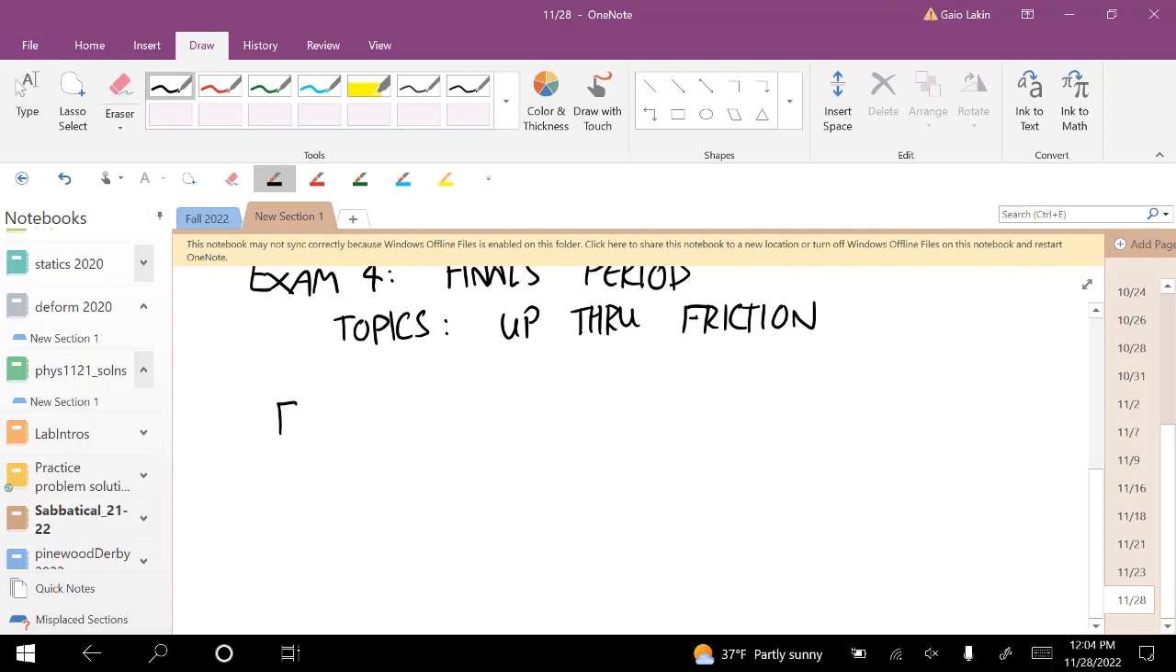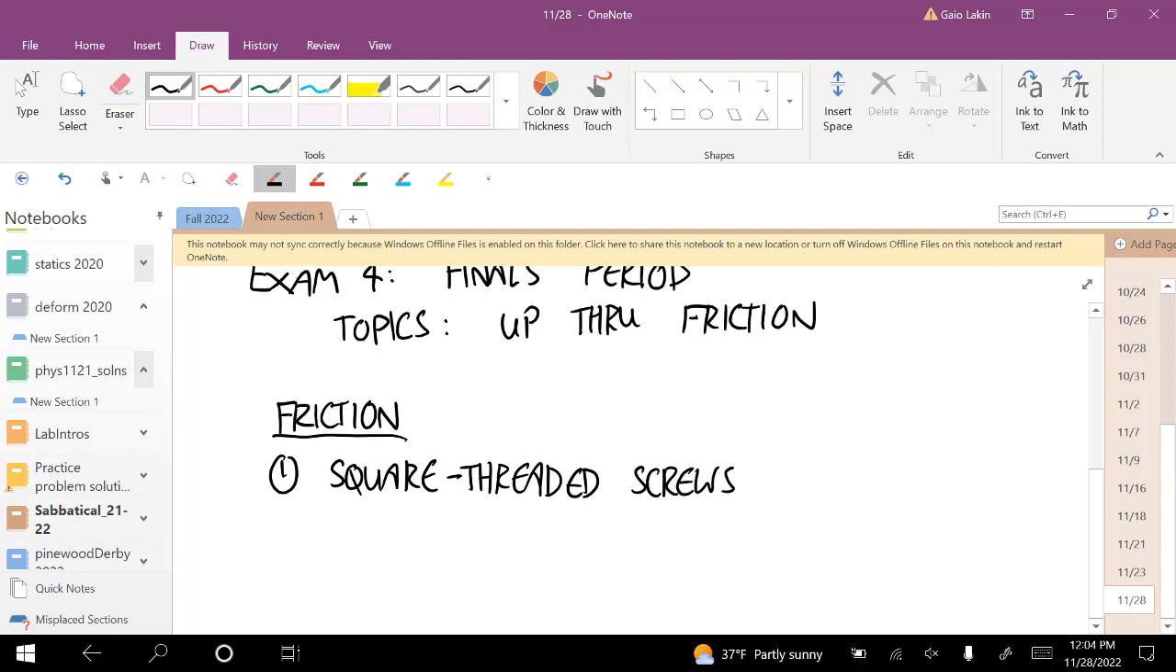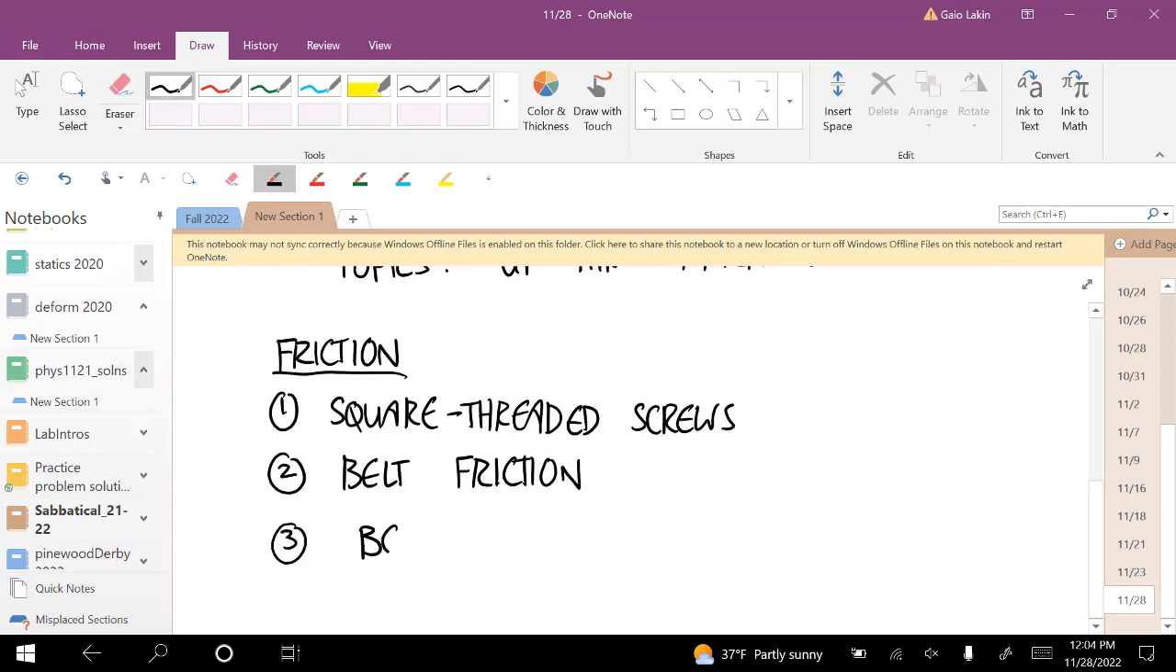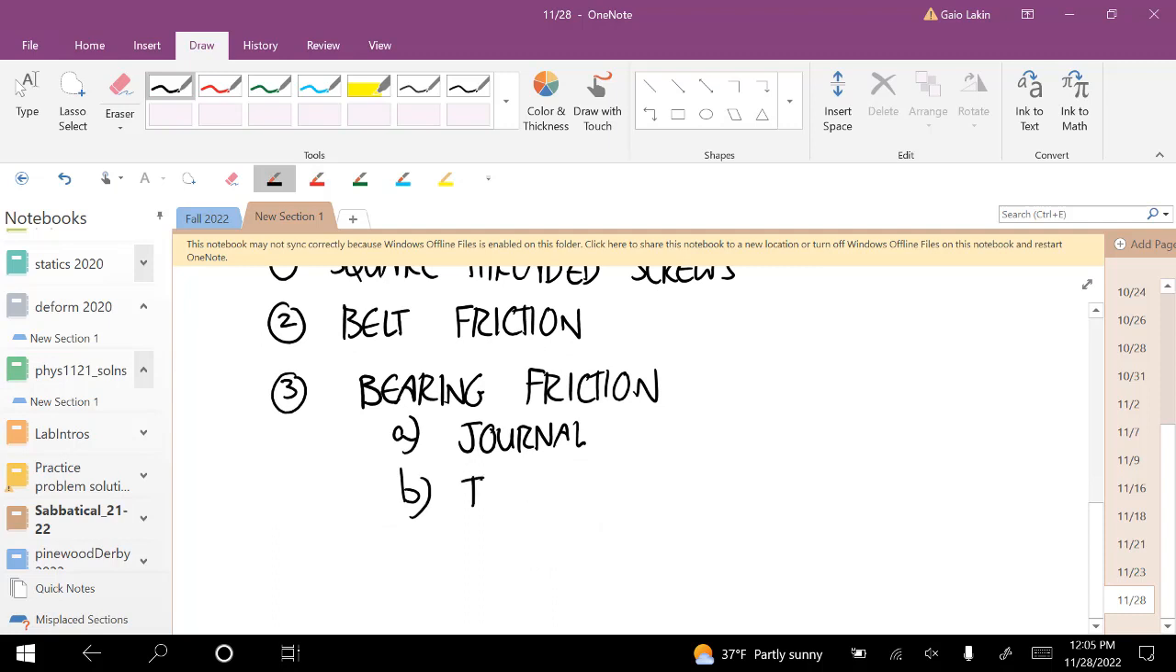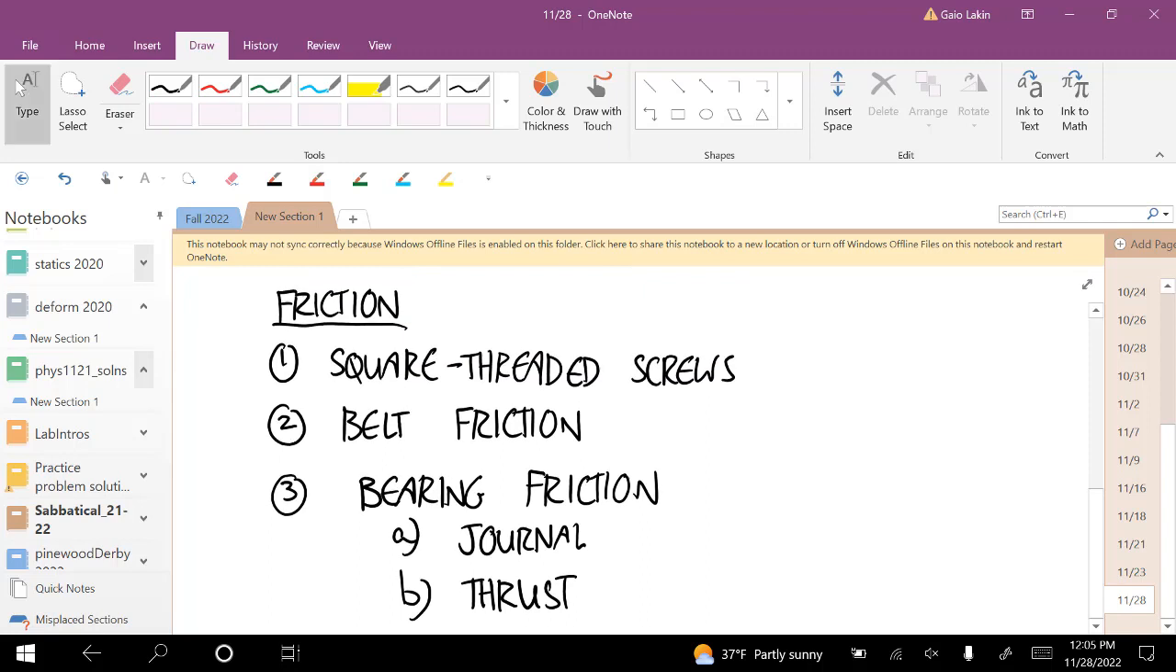Okay, and so now we're back to friction. And that is square threaded screws, belt friction, and bearing friction. And bearing friction is broken up into journal bearings and thrust bearings. We've talked about the others, so now we're going on to bearing friction, and that's the last new stuff we have to talk about in this class.